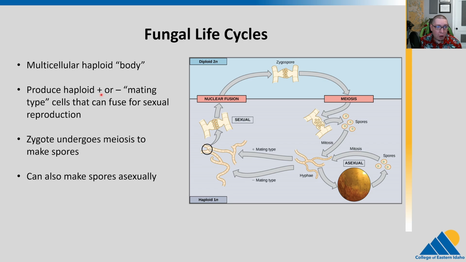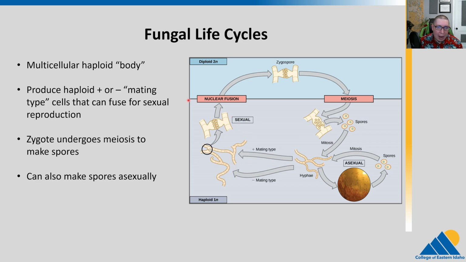So they have a multicellular haploid body, and then they produce either these plus or minus mating types. The cells of those can fuse for sexual reproduction. The zygote that is produced actually undergoes meiosis and makes structures called spores. So they can also make spores asexually through mitosis as well. Let's look at this and try to break it down a little bit.